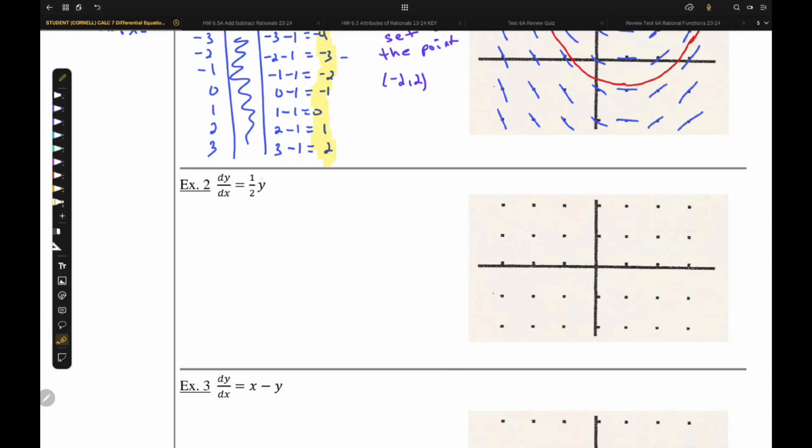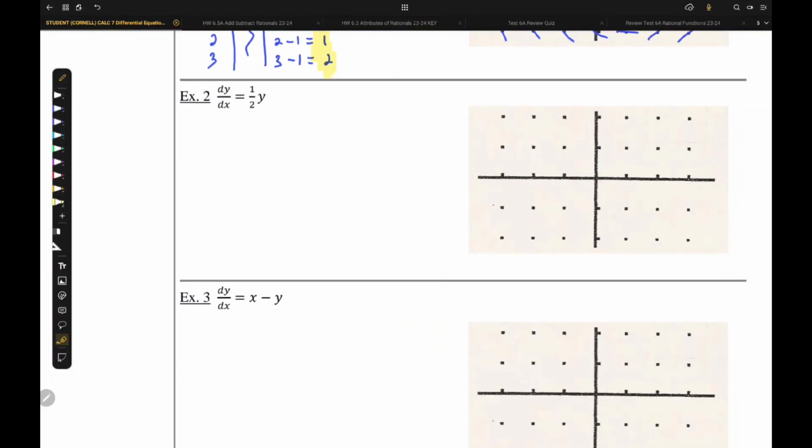Let's move on to example 2. So in example 2, we don't have any x's, we only have y's. So we really only need to label our y values on this. I mean, we could label our x's too, but let's just label our y's. So let's do 0, 1, 2, -1, and -2. And we're going to build our table the exact same way. So we'll have x's, and then y values, and then our dy/dx, or our y prime, whichever you want. And if you want, you could write in our 1/2 y here. That works as well.